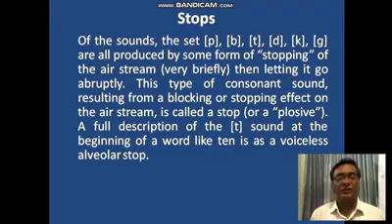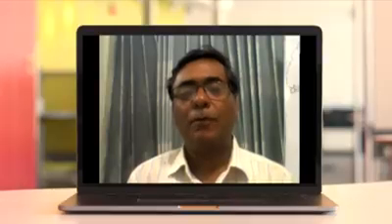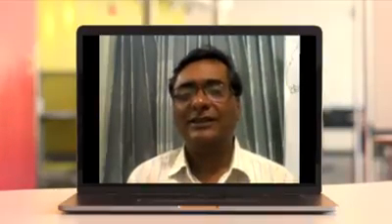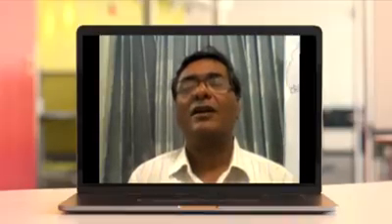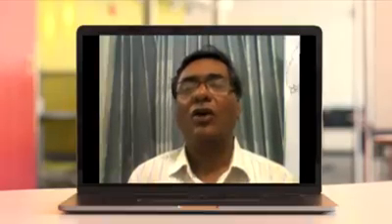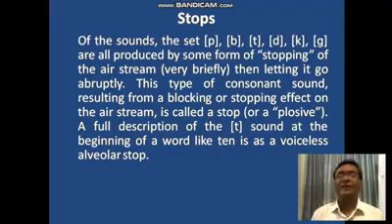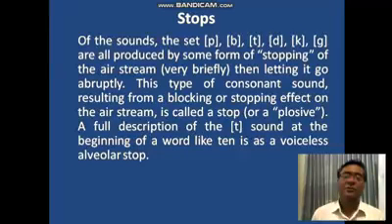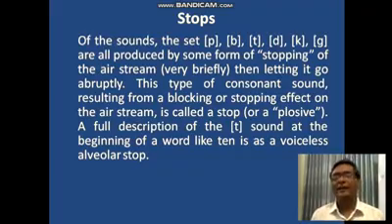At first comes stops or plosive sounds, we say. Of the sounds, the set paw, baw. Now you see paw and baw. These two are bilabial sounds. But after that we don't see bilabial examples. Taw, daw, alveolar. Caw, gaw. Now, you see the difference that some of the sounds over here in stop, some of them are bilabial, some of them alveolar, some of them maybe glottal. So they will vary in manner of articulation.